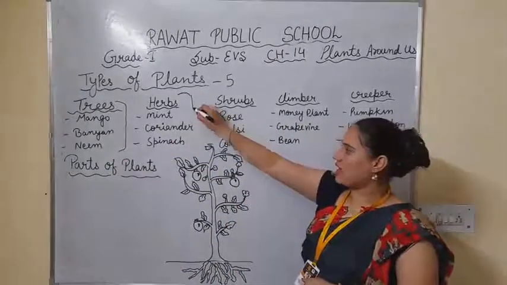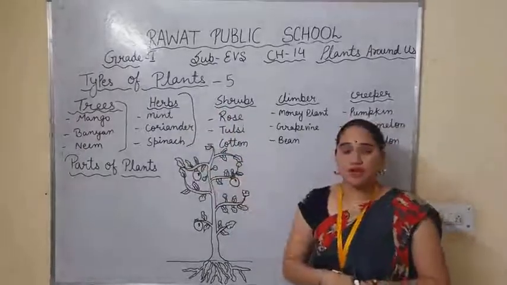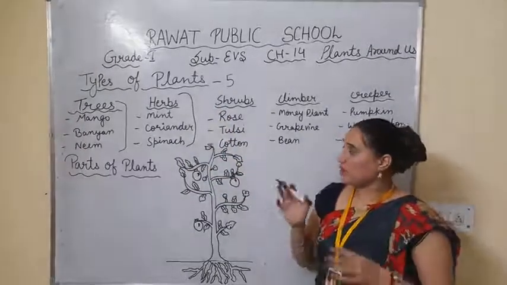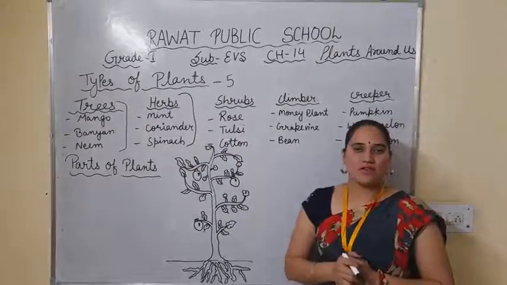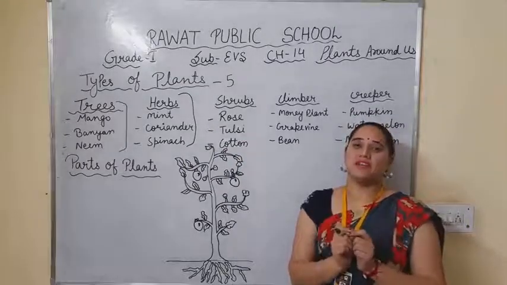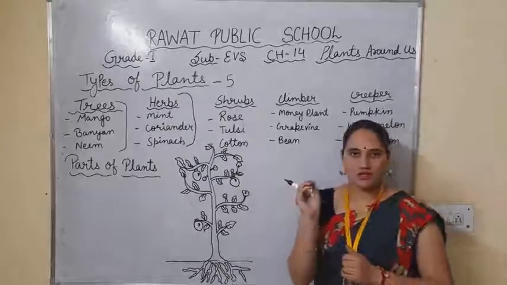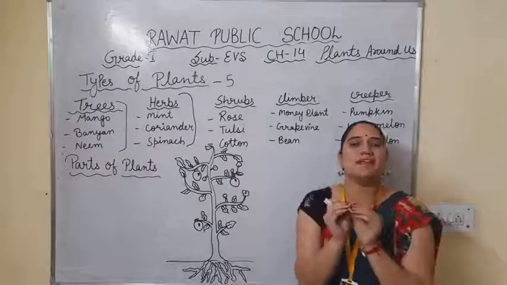Next we talk about herbs. The examples of herbs are mint, coriander and spinach. Now, herbs are very soft and thin. Their stems are very soft and very thin. We can easily pluck them out.